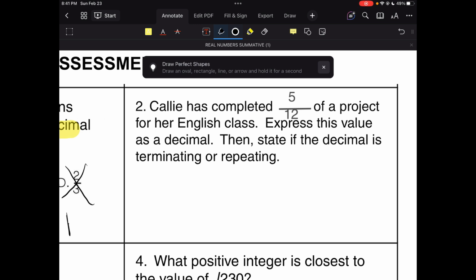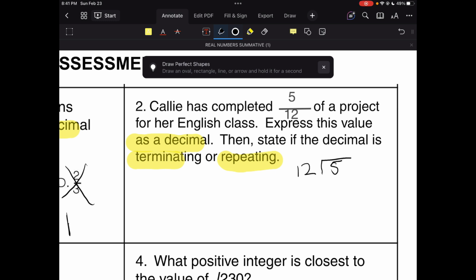The next one would be: Callie has completed a project for her English class. Express the value as a decimal. Then state if the decimal is terminating or repeating. So when we are putting a fraction into a decimal, the denominator goes on the outside, our numerator goes on the inside, and we divide.